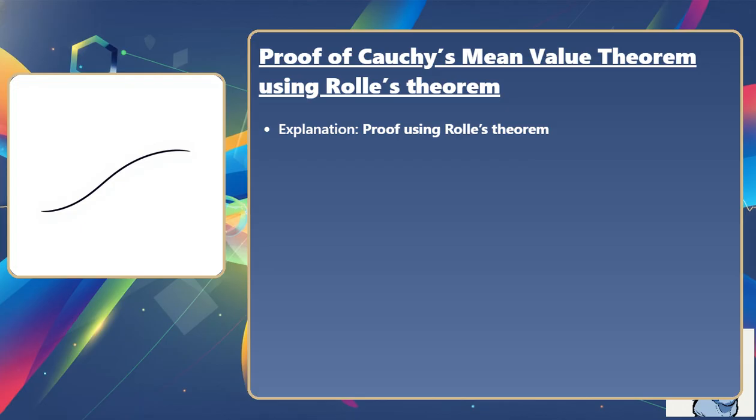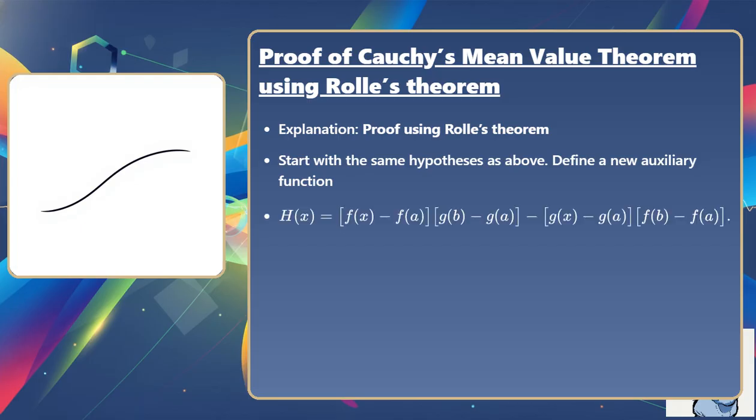Explanation: proof using Rolle's theorem. Start with the same hypotheses as above. Define a new auxiliary function. h of x equals [f of x minus f of a][g of b minus g of a] minus [g of x minus g of a][f of b minus f of a].